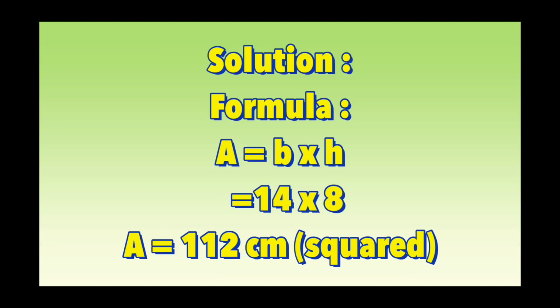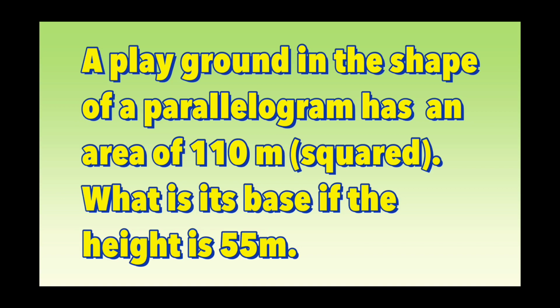Solution, we will use the formula. The formula of parallelogram, area equals base times height. Then we have to substitute. The given base is 14 times the given height is 8. And we're going to find the product. 14 times 8 equals 112 square centimeters is the area. Okay, that's the answer for number 1.